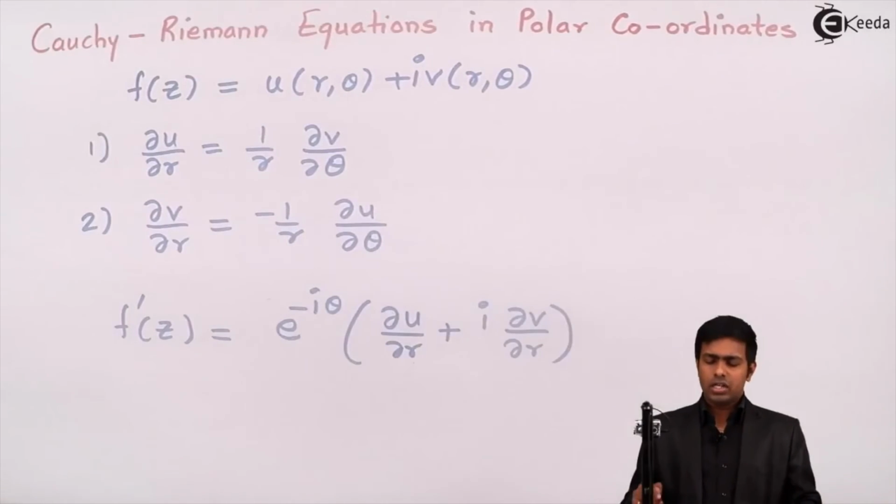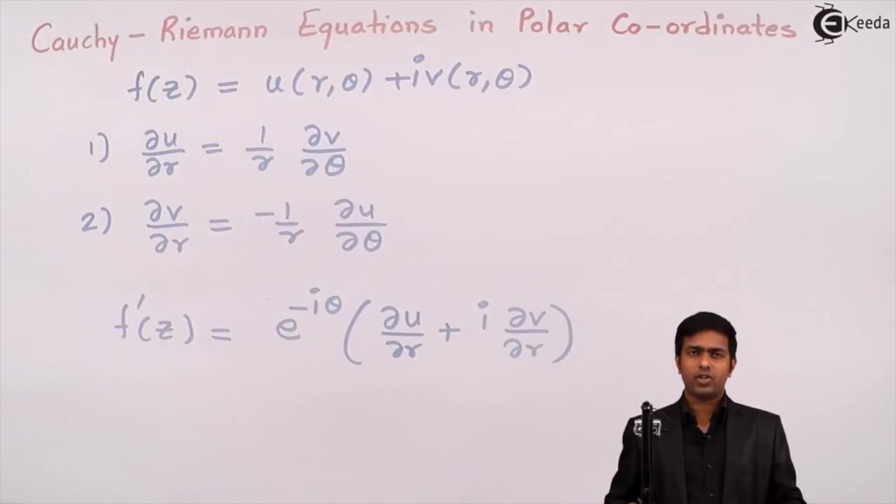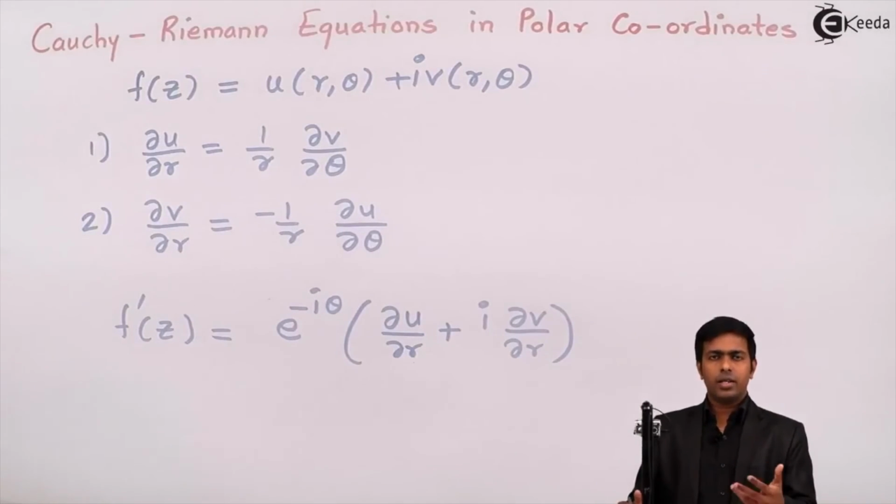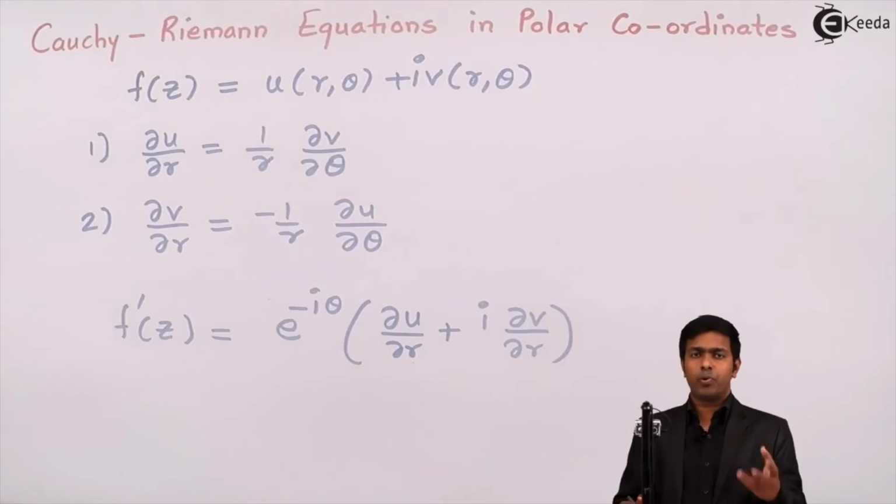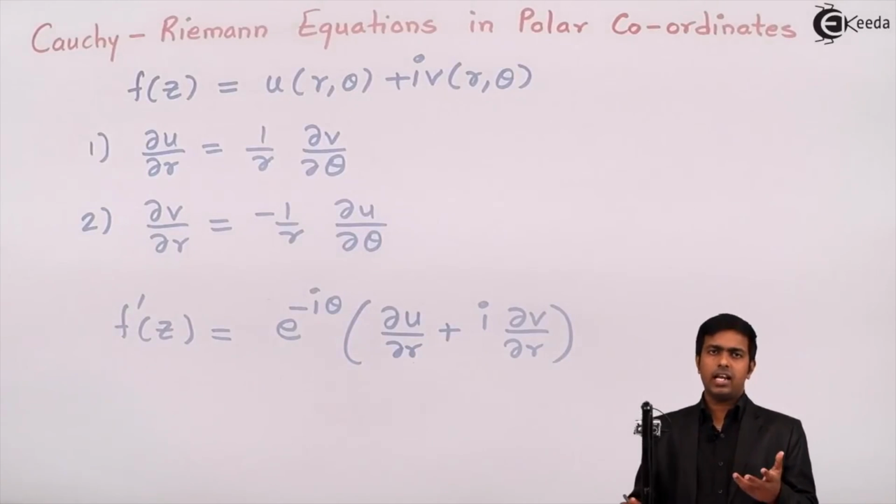So we are going to use this Cauchy-Riemann equation in polar coordinates and this formula for f dash of z for solving multiple problems based on analytic functions, and to prove that the given function is analytic if it is given in polar coordinates.